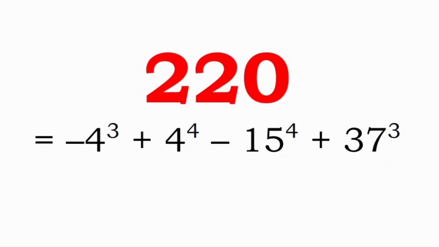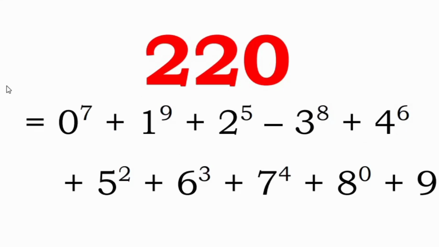We can also write 220 as minus 4 cube plus 4 to the power of 4 minus 15 to the power of 4 plus 37 cube. This is the form where 220 is being expressed in the exponential form. Moreover, the digits used are 1, 3, 4, 5 and 7.